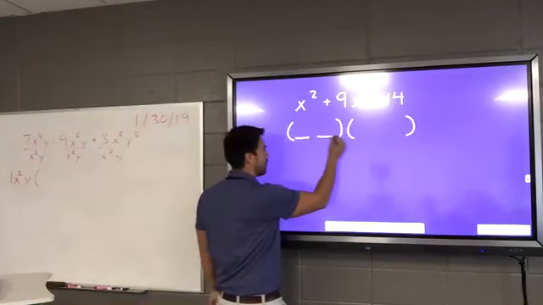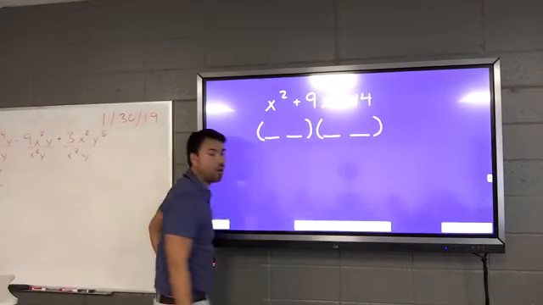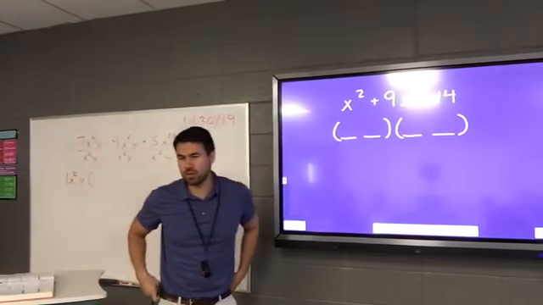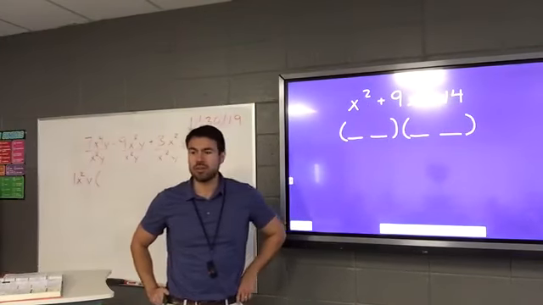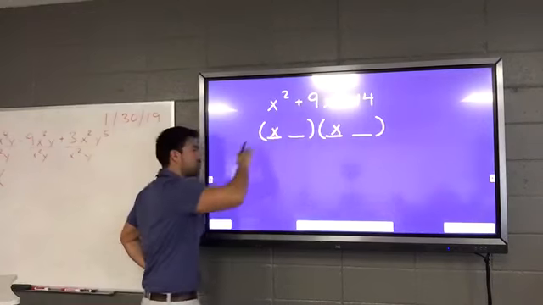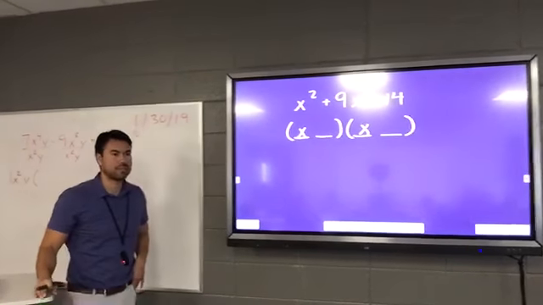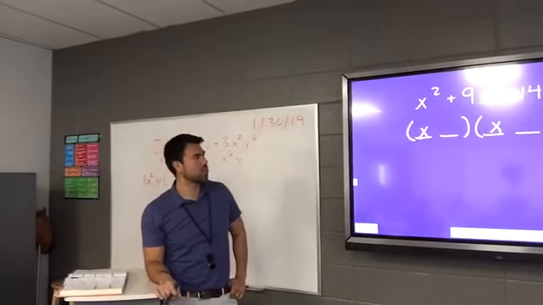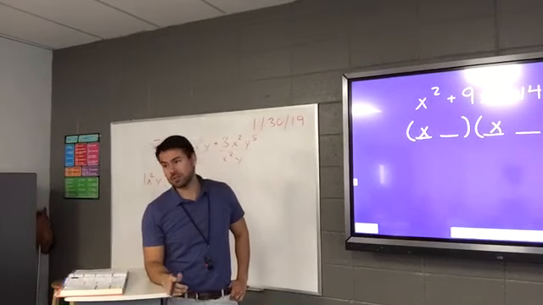I have to fill in 4 spots, but thankfully, I already know 2 of them. What are the 2 spots I already know? Yep, I'm going to put x and x because x times x is going to give me x squared, the first term. That's right. Okay, great. I need to find those next 2 spots.